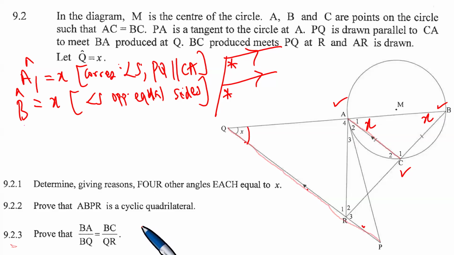Because I see in the next question we're going to have to prove that it's a cyclic quad. Yes, you'll have to prove that it's a cyclic quad. So if we can prove that the bow tie method works, won't that work, sir? Yes, if you can prove that the bow tie method works, that's fine. We can establish that. But now we need other angles equal to x. Let's find more, please.